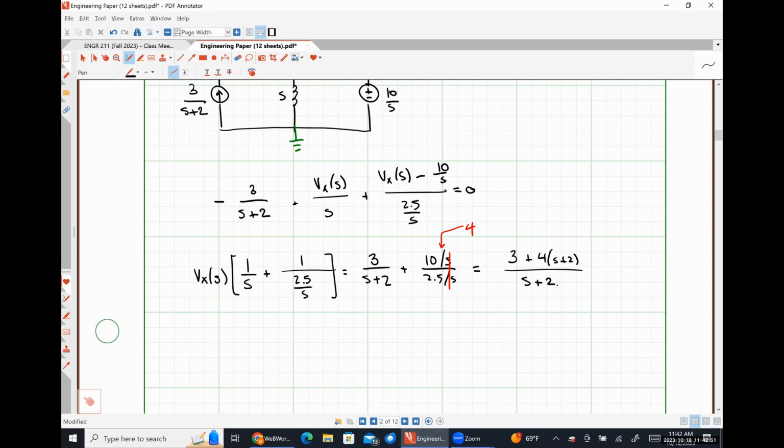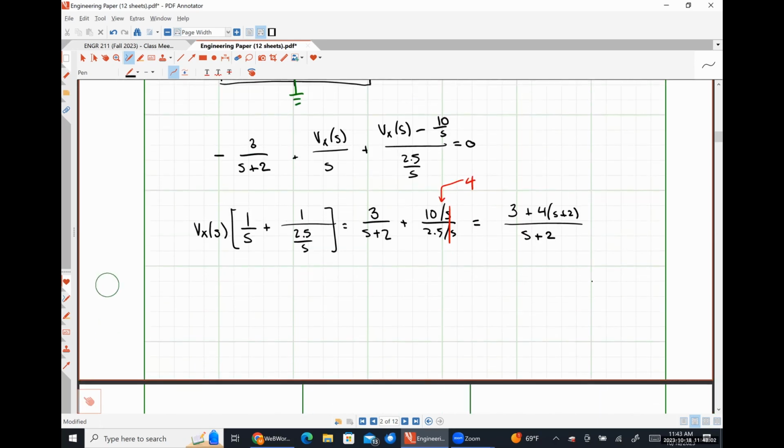For this one over here, yeah, we could write that as S over 2.5. Let's do it that way, yeah. So let's play around with this thing really quick. So 1 over S plus S over 2.5 would look like 2.5 over 2.5 S plus S squared over 2.5 S would be S squared plus 2.5 over 2.5 S.